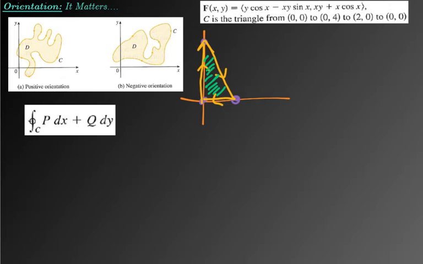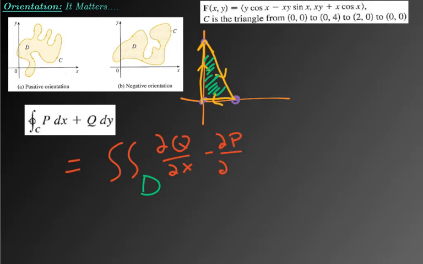So, sorry, I just went this way, I think. I meant this way. I'm not doing well with this problem. But if we were to use Green's here, we would not write just the double integral over D. Maybe I'll even color code things. So D is that green region, right? Of the partial of Q with respect to X minus the partial of P with respect to Y, dA.